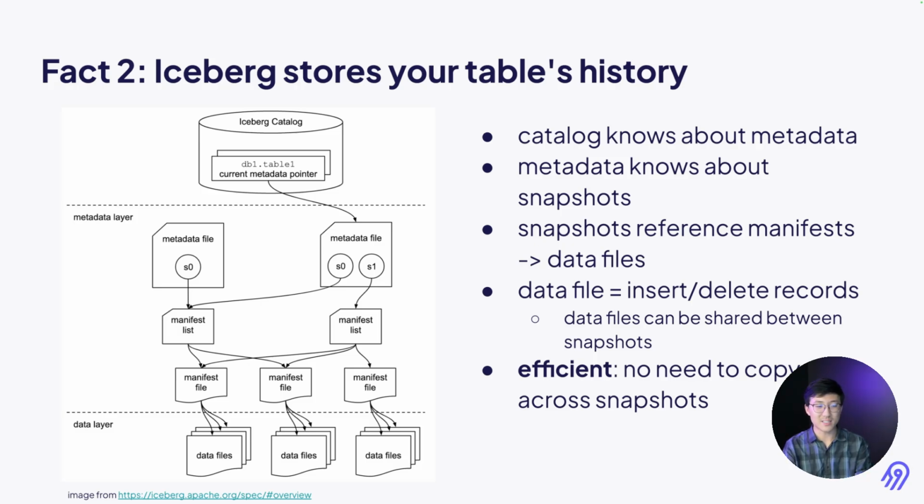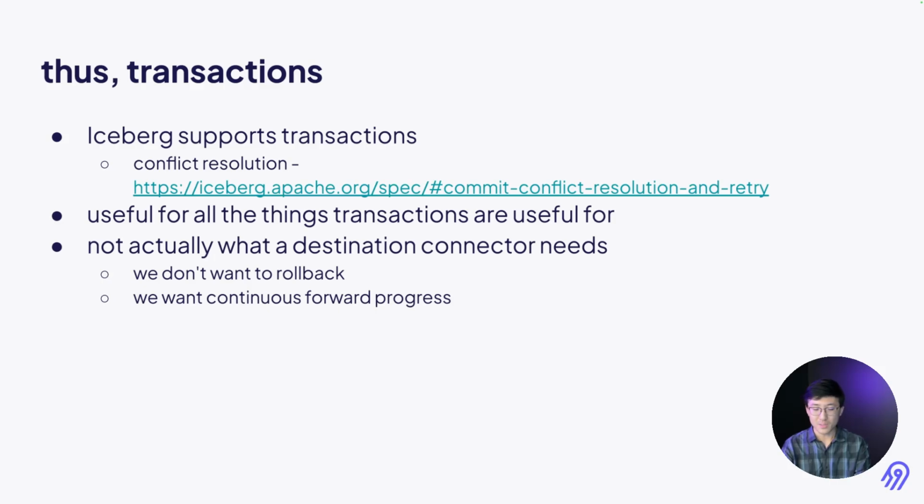You can see that these data files actually get shared between snapshots. So we're not literally copying all of your data on every update, but every time you insert records, every time you delete records, Iceberg makes a new snapshot. So that's really cool. What this gives us as a feature of Iceberg is you have transactions.